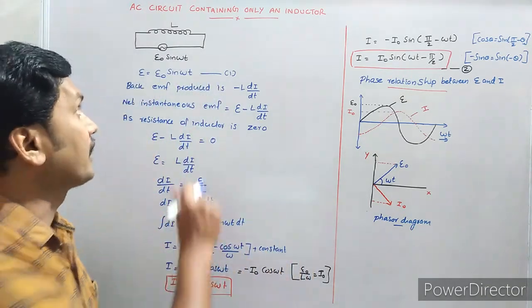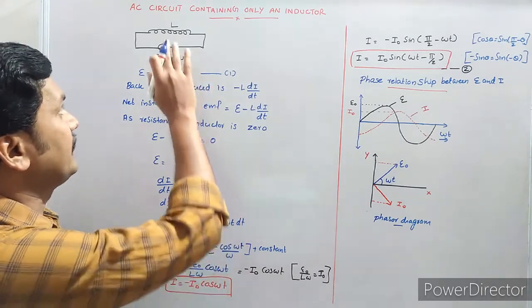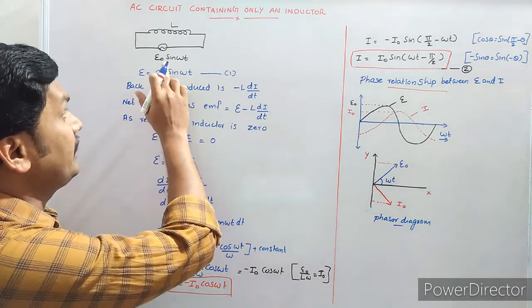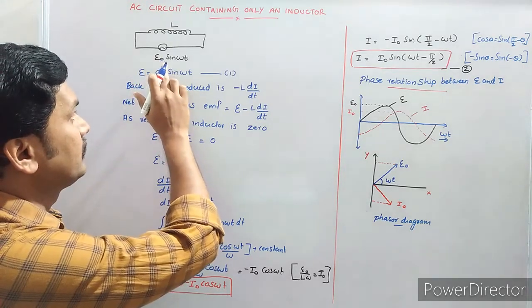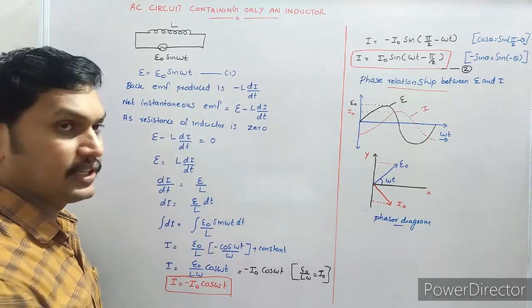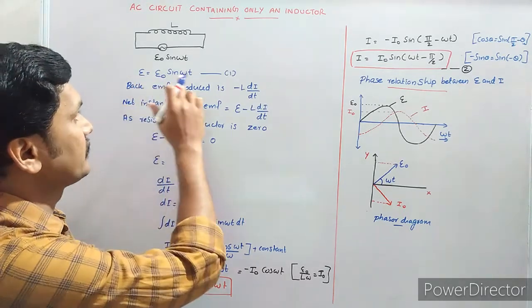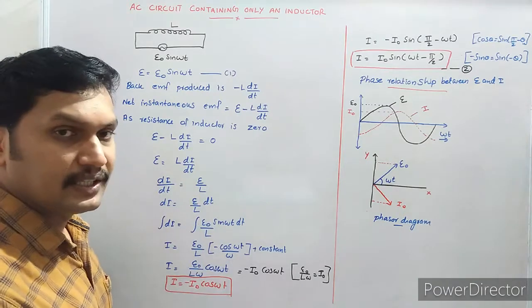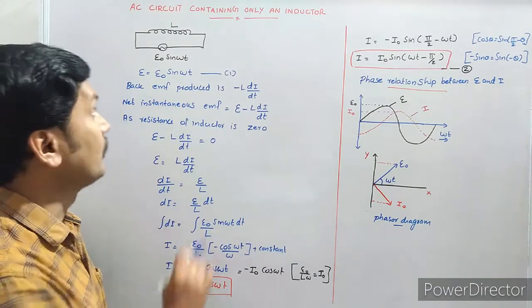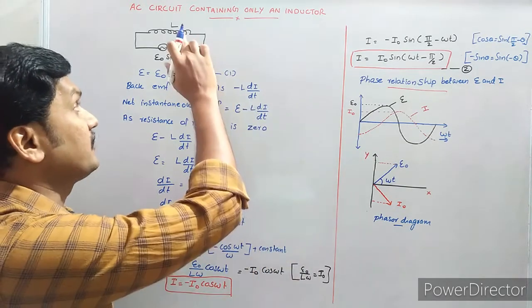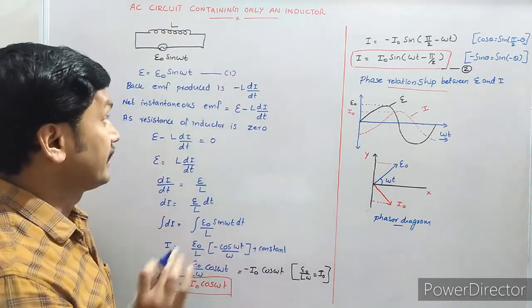Here we have a coil or an inductor, and it is connected to an AC source of instantaneous voltage E equal to E0 sine omega t. This is the instantaneous value of voltage in this inductive circuit. Say the self-inductance of this inductor is capital L.